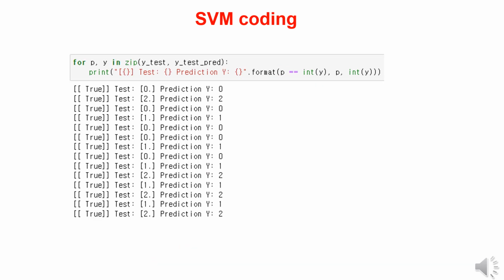Lastly, we can use the for-loop command to create a simple code that checks whether the predicted flower species matches the actual species. As shown in this slide, when the actual and predicted species match, it is represented as true, and when they don't match, it is represented as false. The code demonstrates that the model correctly predicts the flower species.